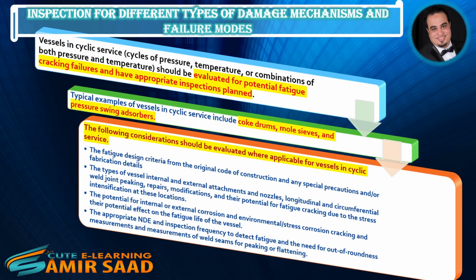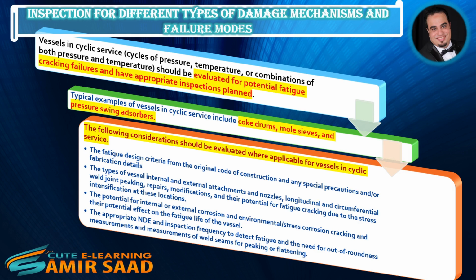Vessels in cyclic service, cycles of pressure, temperature, or combinations of both pressure and temperature, should be evaluated for potential fatigue cracking failures and have appropriate inspections planned. Typical examples of vessels in cyclic service include coke drums, mole sieves, and pressure swing adsorbers. The following considerations should be evaluated where applicable for vessels in cyclic service.